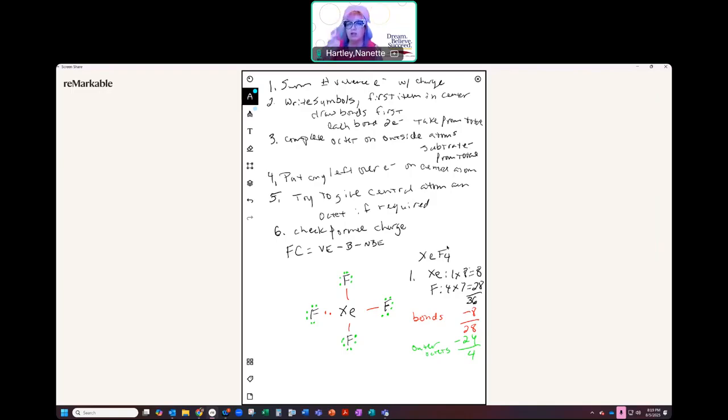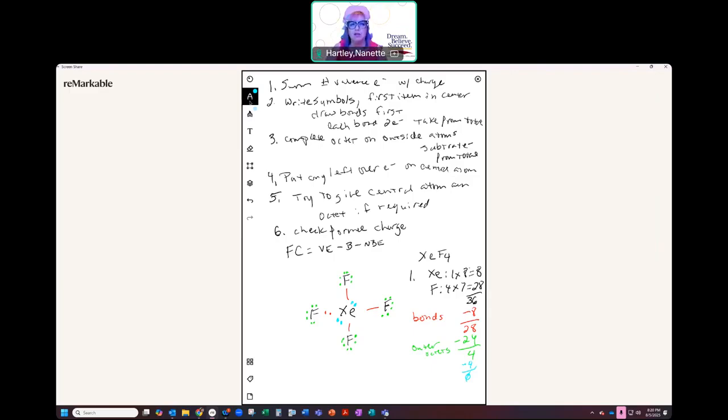Step 4: put any leftover electrons on the central atom. So I've got 4 left. I'm going to put 1, 2, because I have to go in pairs, and then 3, 4. It doesn't matter where I put them, as long as they're not where a bond is. That's all that matters. So I've put them there. I then used 4 electrons, and they're all gone. So I've now accounted for all of the electrons that needed to be there. Cool, that's awesome.